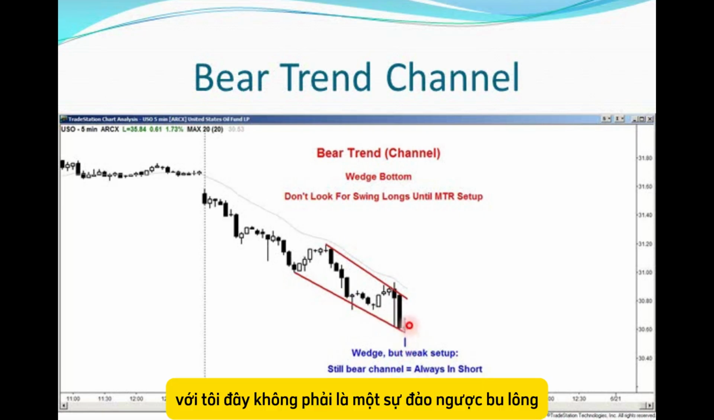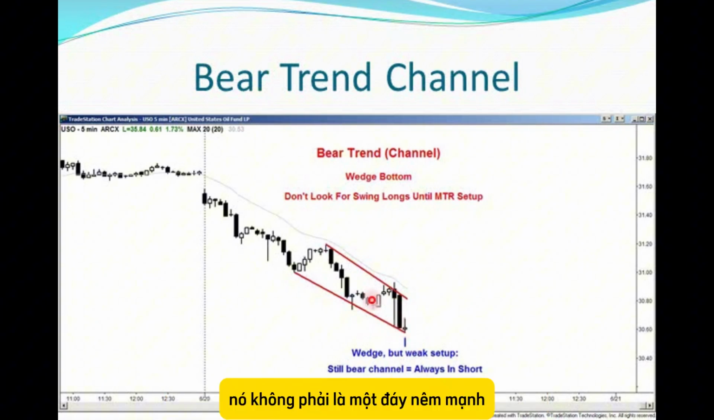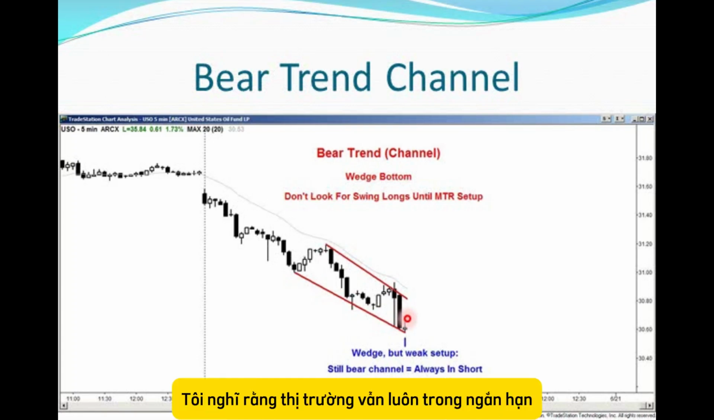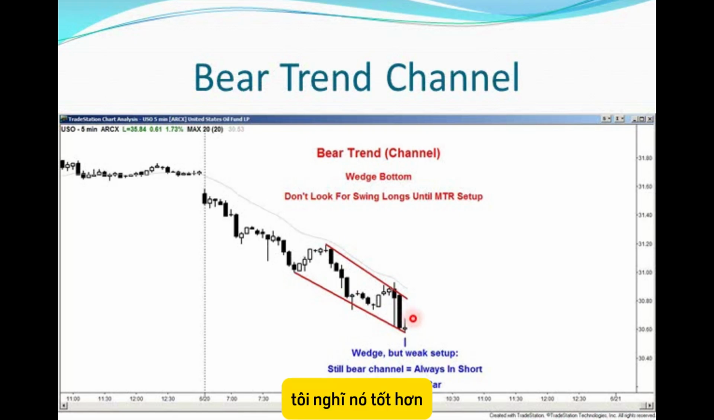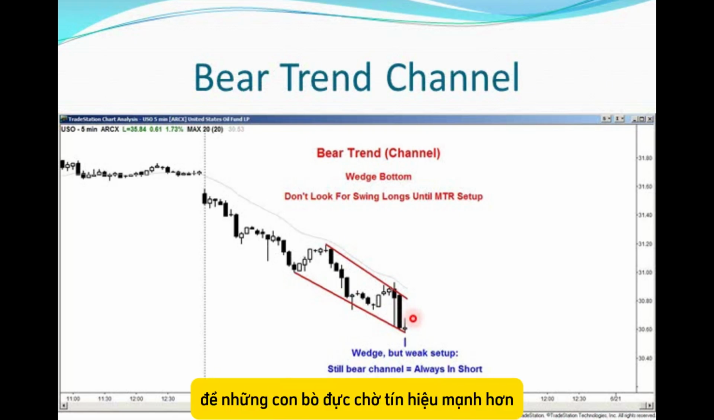To me, this is not a bull reversal. It's not a strong wedge bottom. So if I were buying here, I would only be buying for a scalp. I think the market's still always in short. I think it's better for the bulls to wait for a stronger signal, like maybe a major trend reversal. So if we get a strong rally, bulls will look to buy a pullback.